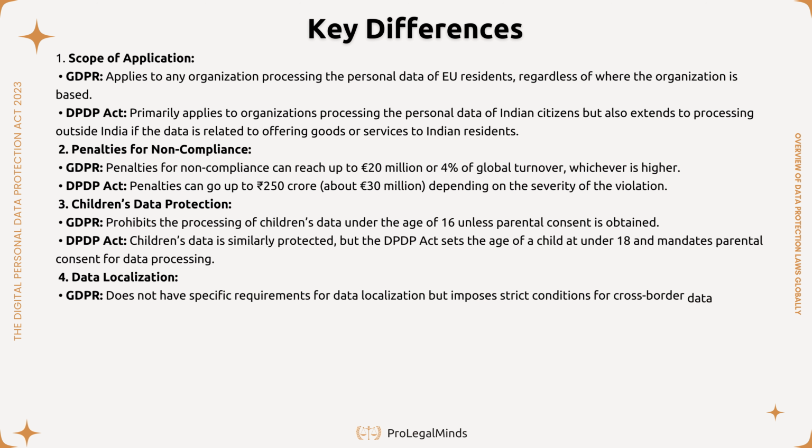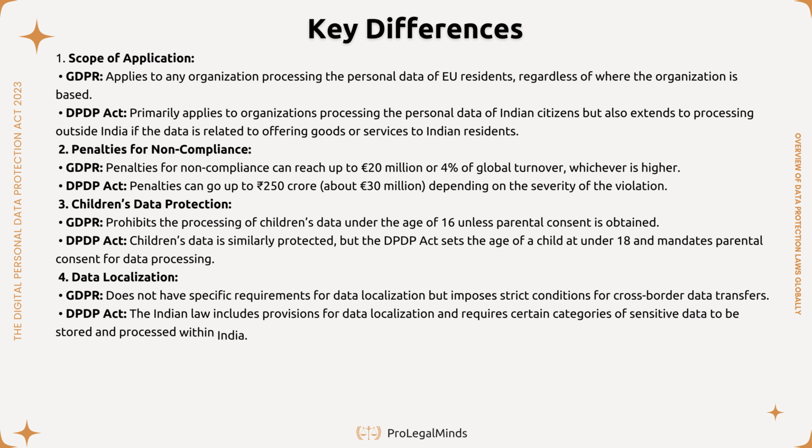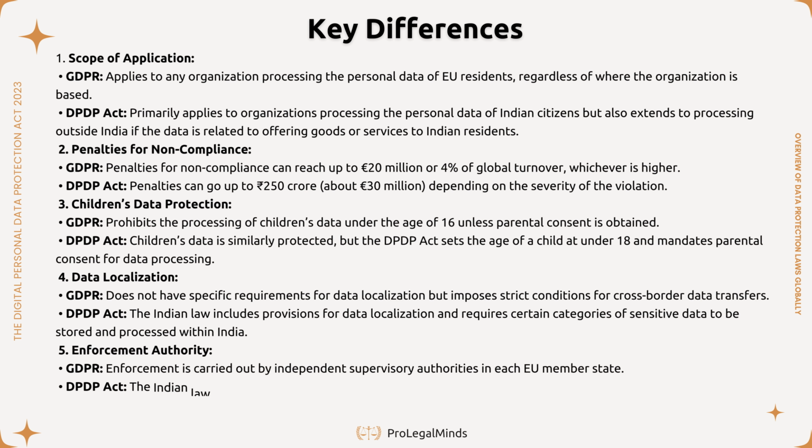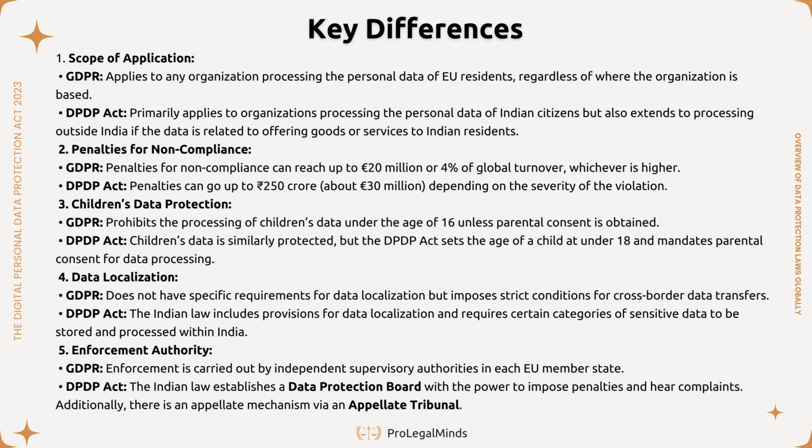Penalties for non-compliance. GDPR. Penalties can be as high as 20 million euros or 4% of global turnover, whichever is higher. DPDP Act. Penalties can be up to 250 crore, around 30 million, depending on the severity of the violation. Children's data protection. GDPR prohibits the processing of children's data under 16 unless parental consent is obtained. DPDP Act sets the age of a child at under 18, requiring parental consent for the processing of children's data.